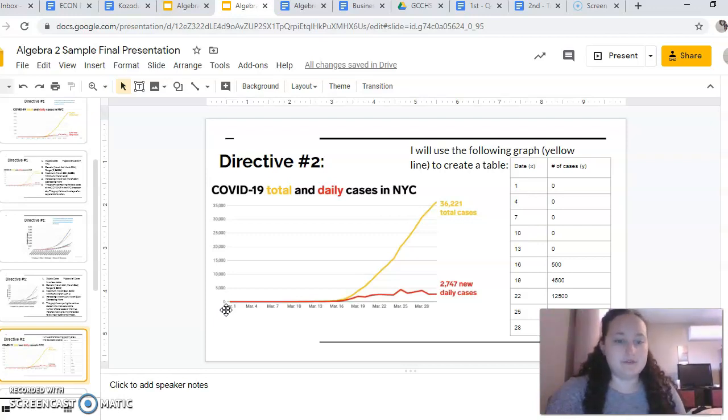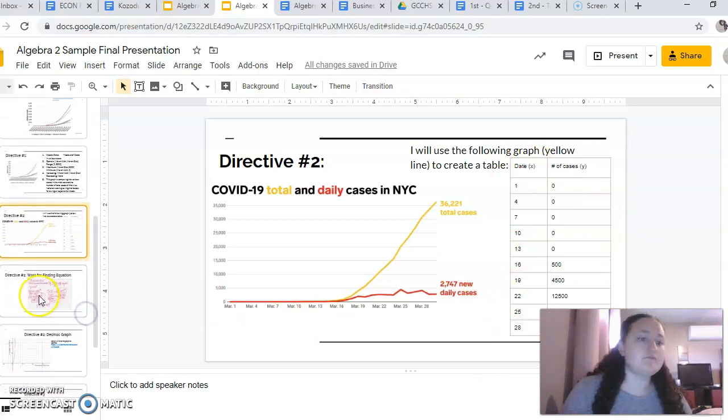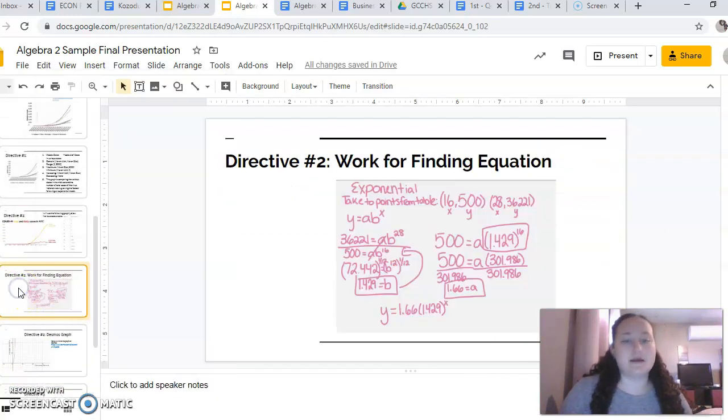And at 1, the value is 0; at 4, 0; at 7, 0; at 10, 0; at 13, 0; at 16 it goes up to about 500. I'm just guessing. 19 is at 4,500. 22 is at 12,500. 25 is at 21,000. 28 is at 36,221. Okay, so create that table and make sure you put this in your project. That's part 1.